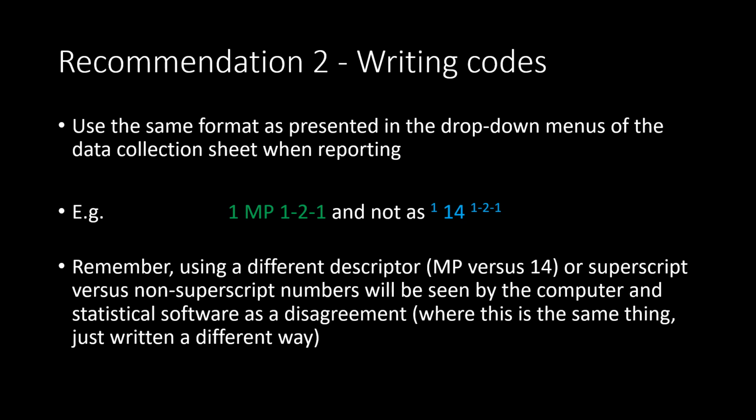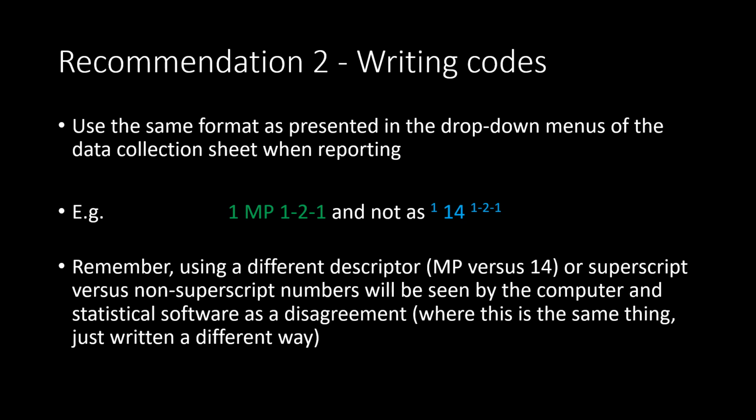The second recommendation pertains to the writing of codes. So we alluded to that in one of the first slides. What we want to do is use the same format that's presented in the drop-down menus of the data collection sheet when we report codes. So for example, we want to report something as the code in green there. So a number, your tooth descriptor, and then your numbers after that to indicate the canals, orifices, and foramen, right? So we don't want to use a different descriptor, because if we use the tooth number, for example 14 or 24 instead of MP, then it's going to show up as a different code, and it's exactly the same if we use superscript numbers as well.